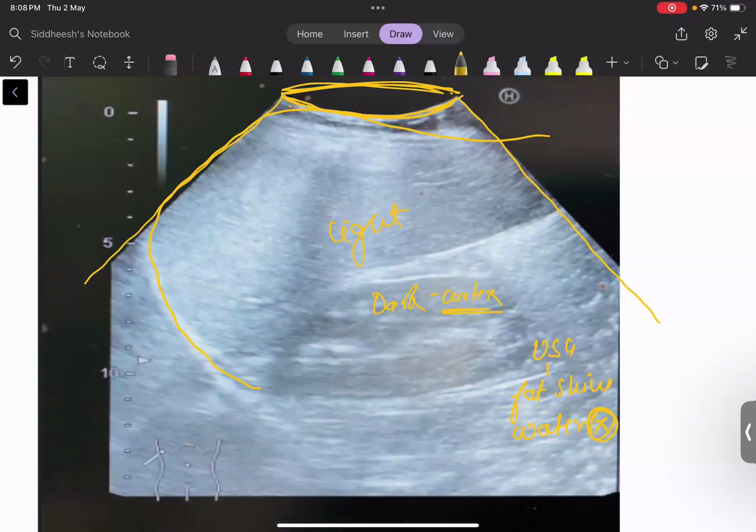Yes. So this is a fatty liver. This is a fatty liver. So here you can make the diagnosis that your patient has a fatty liver. Perfectly fine.